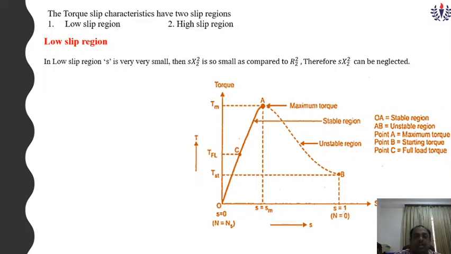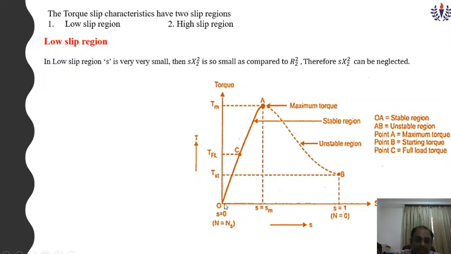This is a torque slip curve, and the x-axis is the slip and the y-axis is the torque. The value goes from s equal to 0 to s equal to 1. When s equal to 0, the rotor speed N equals synchronous speed Ns. But when s equal to 1, the rotor speed will be 0.